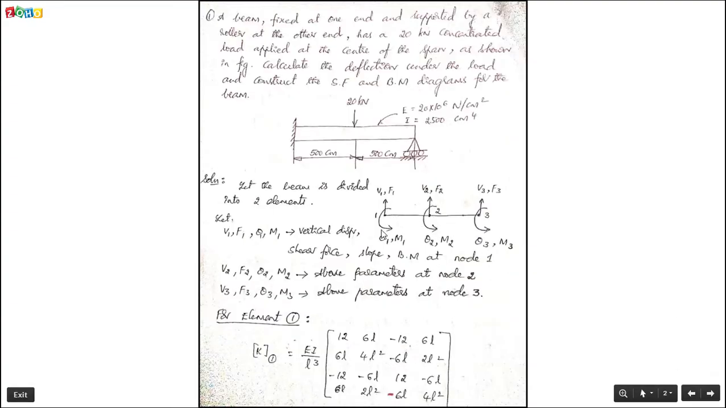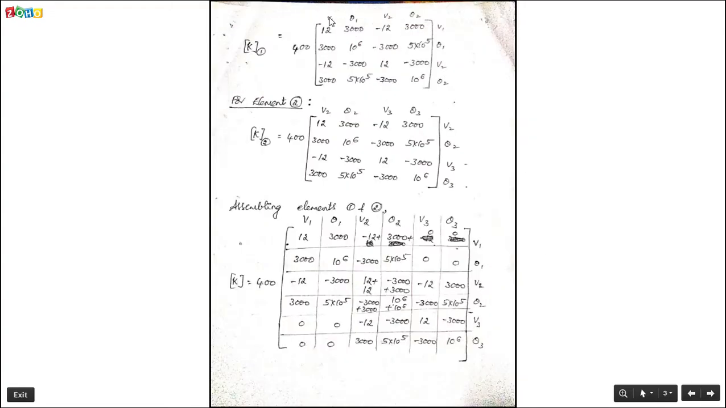So V1, theta 1, V2, theta 2 are acting here, the same as for the matrix rows and columns.